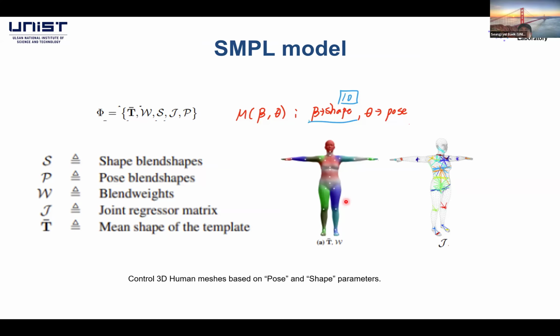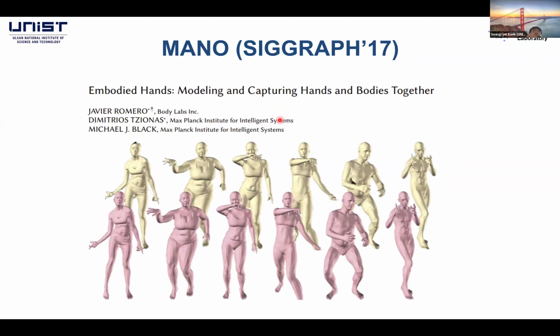And W is visualized here. The blend weights are visualized here, and the joint regressor is also visualized here. Okay. And using these pre-trained parameters, we can manipulate the SMPL meshes, conditioned on the shape and pose parameters. Okay, that's the SMPL. And that was actually the hardest part in this lecture.